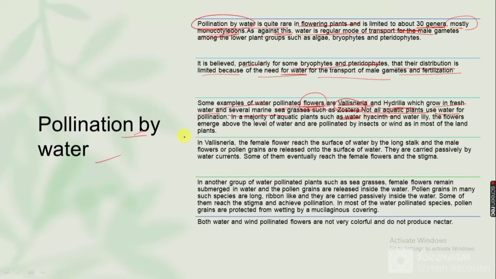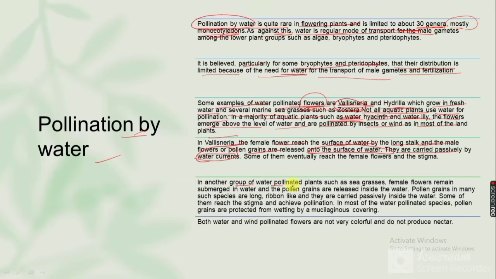Not all aquatic plants use water for pollination. In a majority of aquatic plants, such as water hyacinth and water lily, the flowers emerge above the level of water and are pollinated by insects or wind, as in most of the land plants. In Vallisneria, the female flower reaches the surface of water by a long stalk, and the male flowers or pollen grains are released onto the surface of the water, and so they are carried by water currents to bring about pollination.